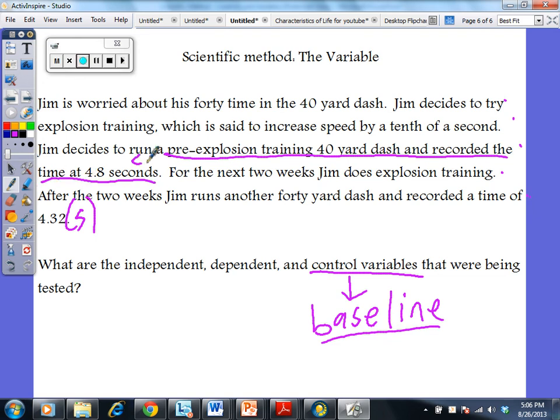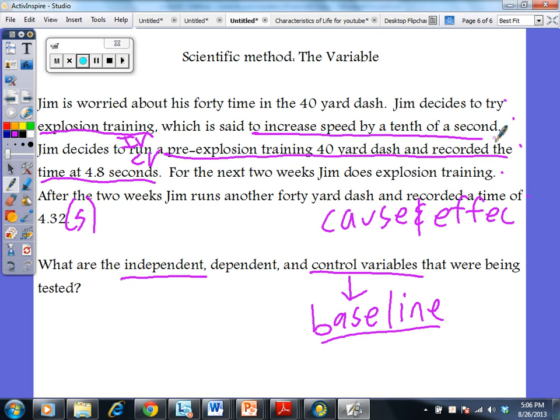So I'll put CV. The independent variable is what we can change. So what he's changing is his workout routine, which is called the what? That's right, explosion training. So the explosion training would be the IV. Now, what is that explosion training supposed to do? Once again, it's cause and effect. So we already know our cause, which is explosive training. Then the effect would be what? Increase in speed. So we're measuring how fast he can run that 40-yard time.